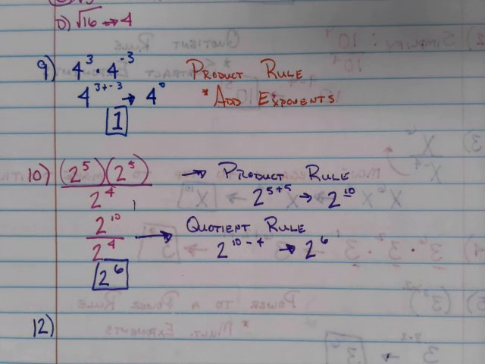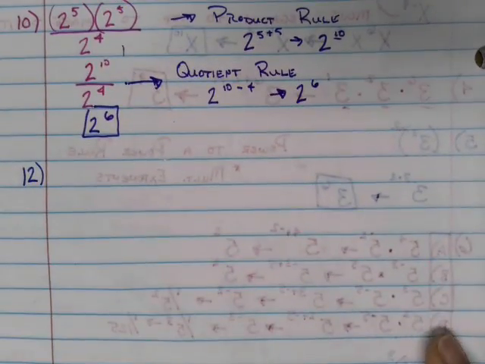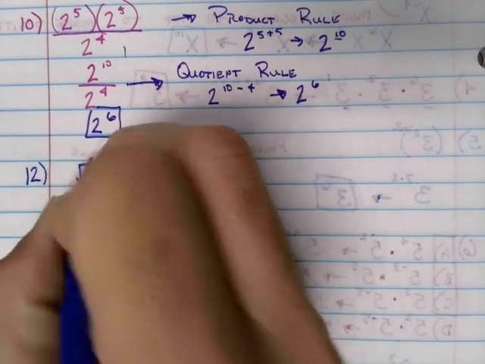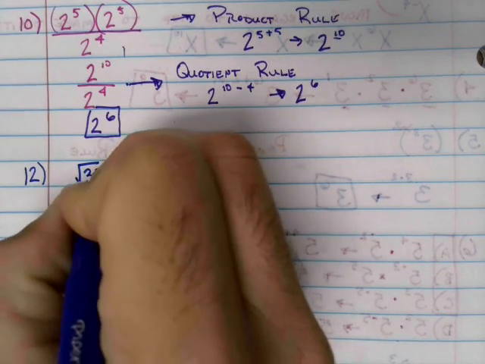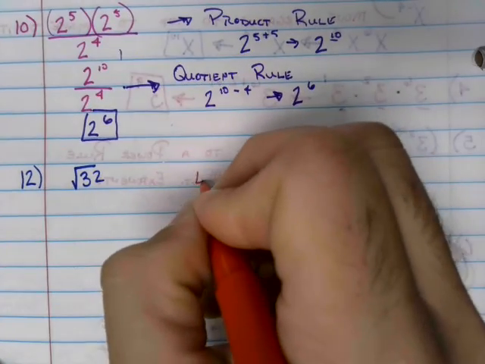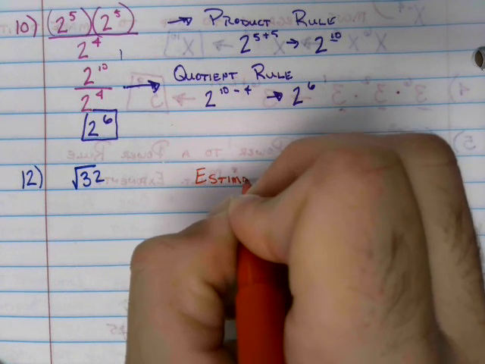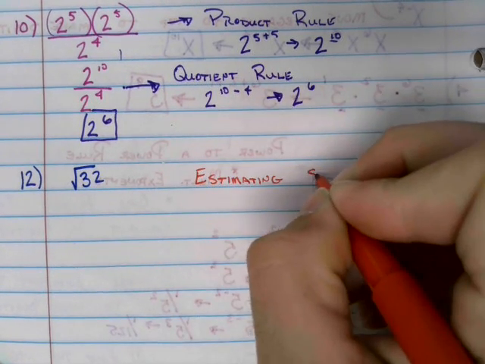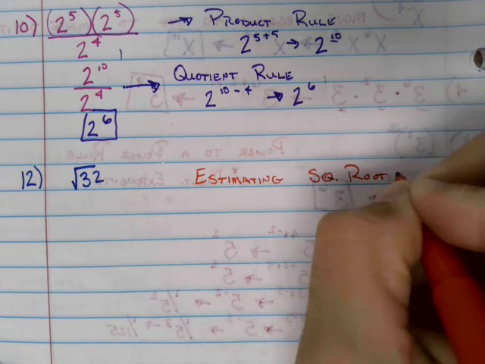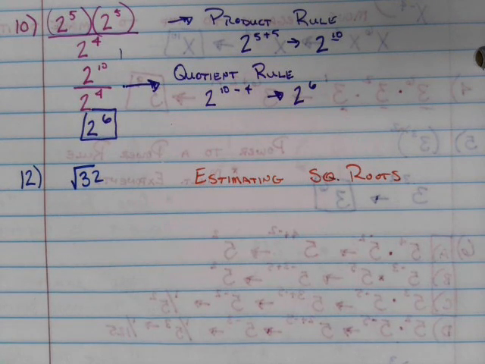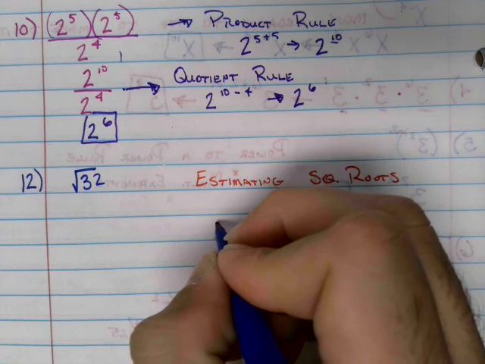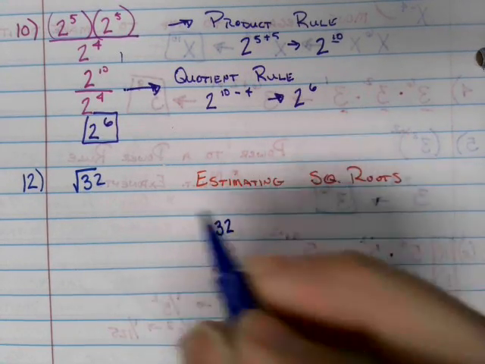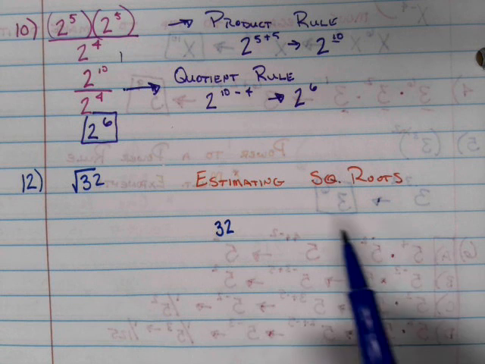Let's look at 12. The number square root of 32 lies between which two integers? Okay, so we're estimating square roots for number 12. This is going back to the last unit. Now we estimated square roots. We had to think about numbers that were perfect squares. So if I put 32 down here, we're going to think about a perfect square less than 32 and a perfect square greater than 32.